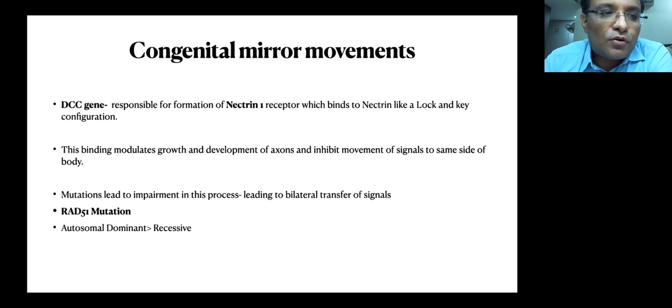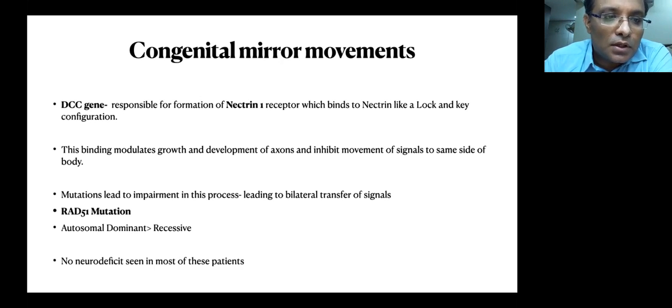As I told before, mostly it is autosomal dominant, but even a few recessive cases are also observed. And the most important finding is that no neurodeficit is generally observed in these patients. So despite the fact that the patient has congenital mirror movements, you hardly see any neurodeficit. The imaging will be normal and there is no problem to the patient except for the mirror movements.